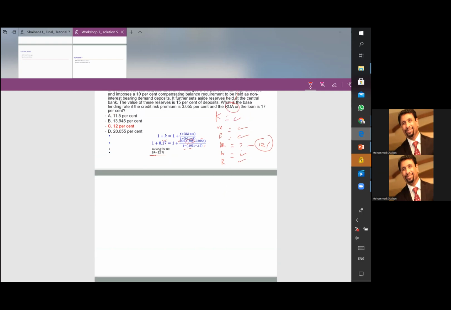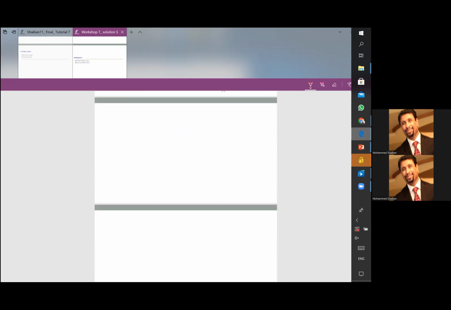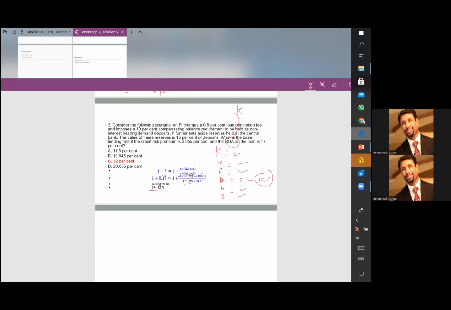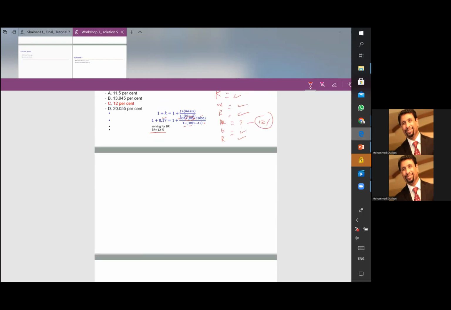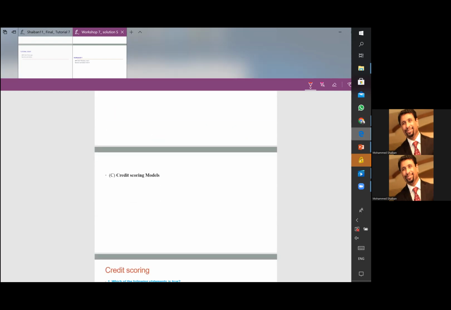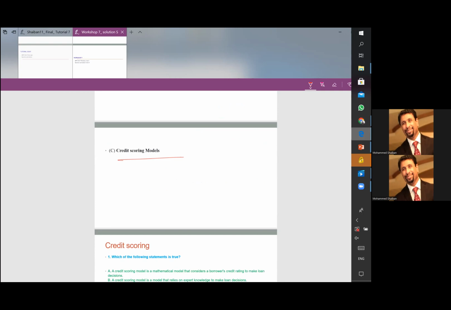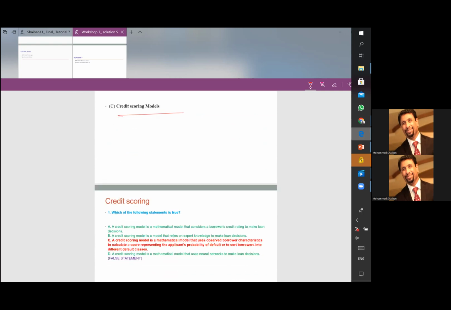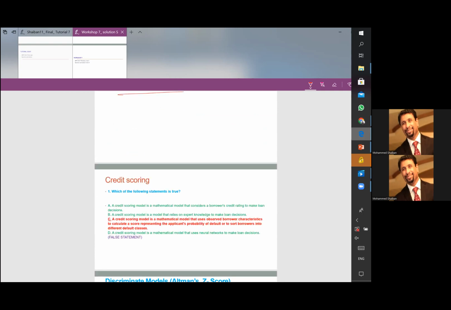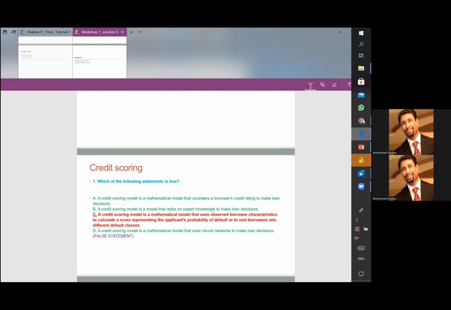Okay, I think this is what I want you to know about the contractual return, the collateral, the expected return, and when you calculate the probability of payments. Now let's go to the credit scoring model. The credit scoring model is an issue where we use the borrower's characteristics to calculate a score representing the applicant's probability of default.